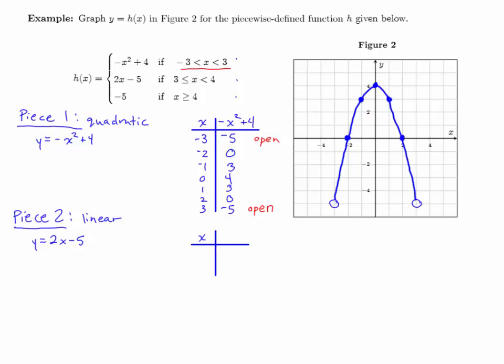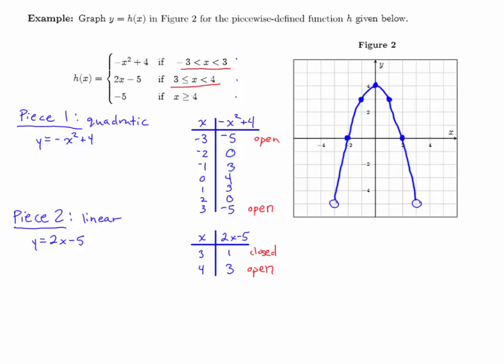So here I'll make a quick little table with x and 2x minus 5. At 3 and at 4, I want to know what those function values are. So if I plug in 3, I'll take 2 times 3 minus 5, that'll give me 1. And I'll plug in 4, 2 times 4 minus 5 will give me 3. And so here I can see that because I have 3 less than or equal to x less than 4, at 3 I want a closed circle. I want the function to be defined at 3. But at 4 I'm going to want an open circle. I only want it defined up to 4, but not at 4 for that piece.